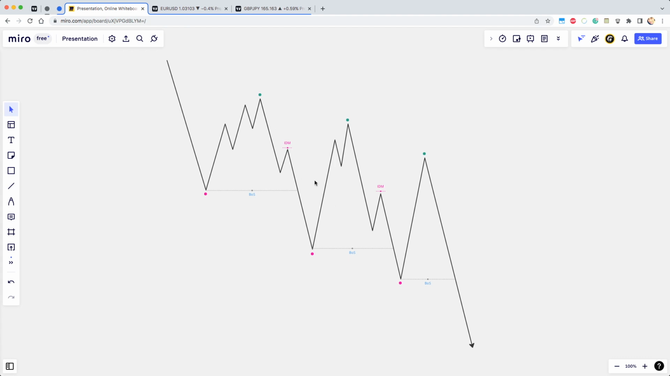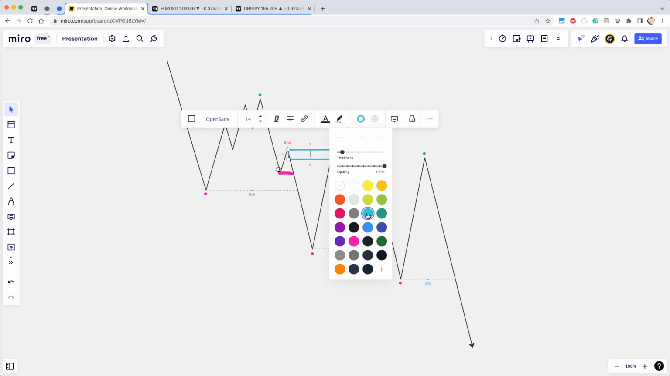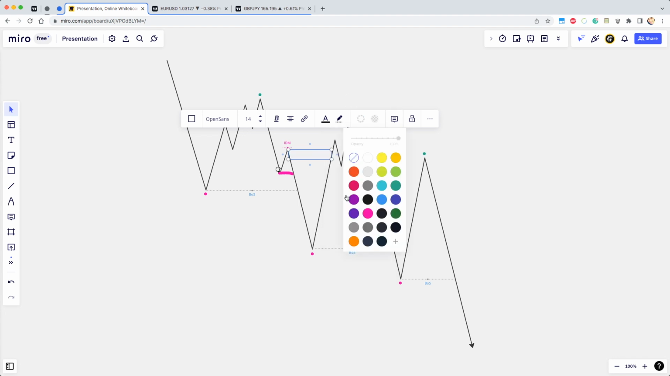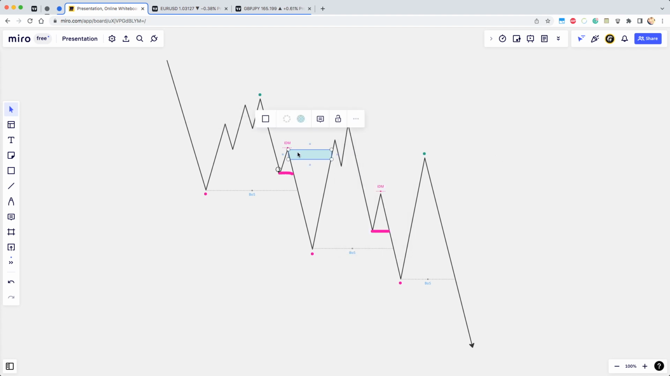Okay, so in this scenario, what do most people do, right? They think, okay, this is a BOS, right? Something like this. This is a BOS, and this is also a BOS. And what do they do? They look for refined order blocks to enter from. Yeah, like that, right?